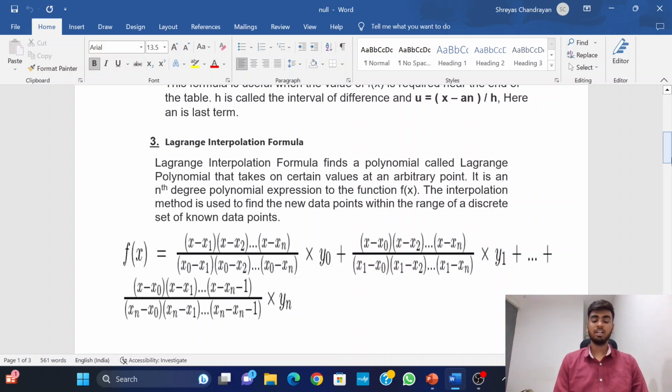Here, Lagrange's interpolation formula is f(x) is equal to (x minus x1) into (x minus x2) and so on till (x minus xn) by (x0 minus x1) into (x0 minus x2) and so on, into y0, plus (x minus x0) into (x minus x2) by (x1 minus x0) into (x1 minus x2) and so on, till yn.